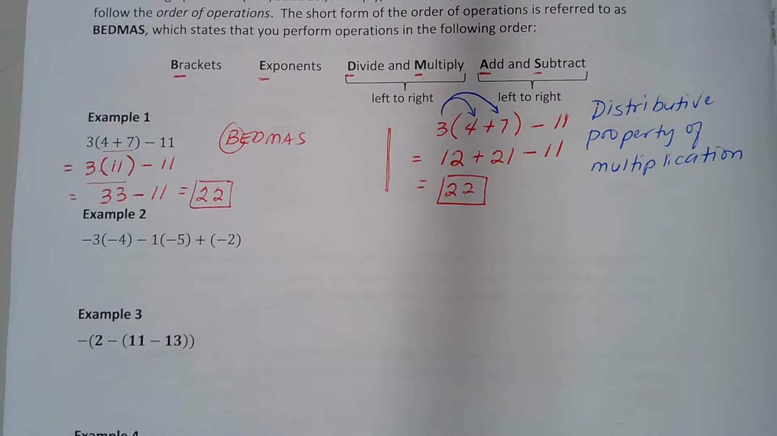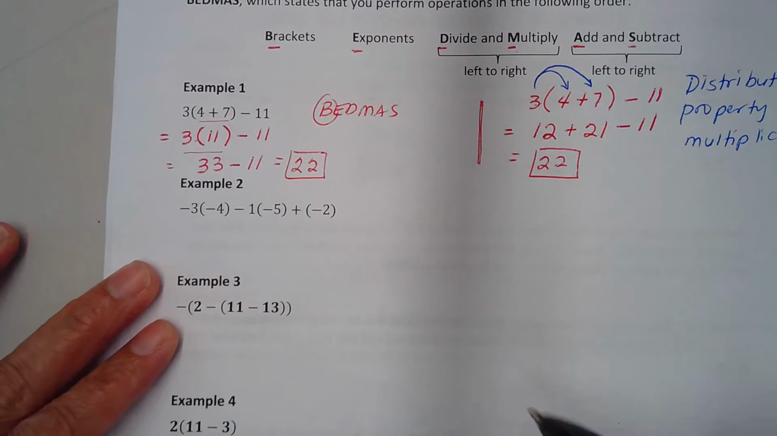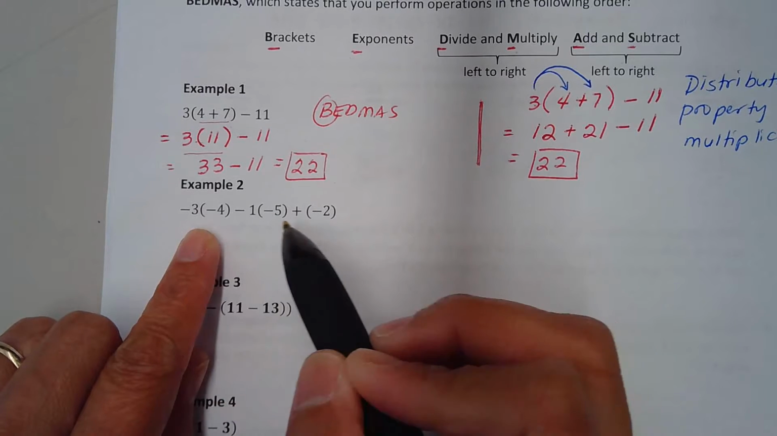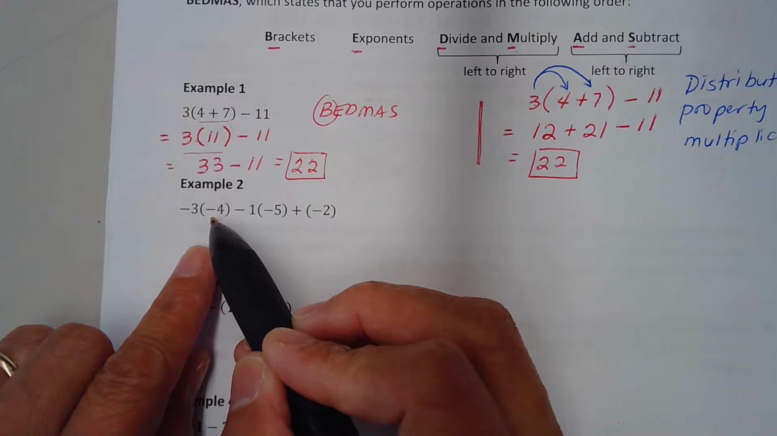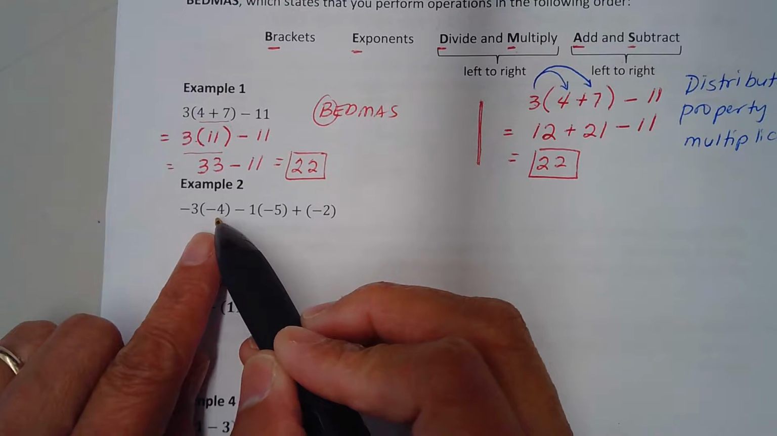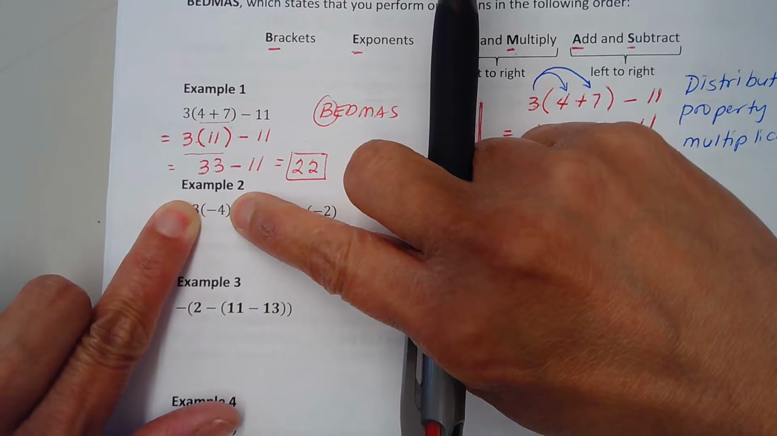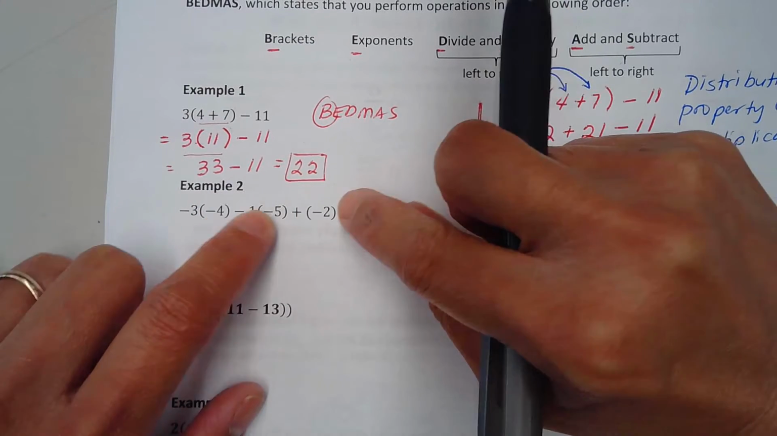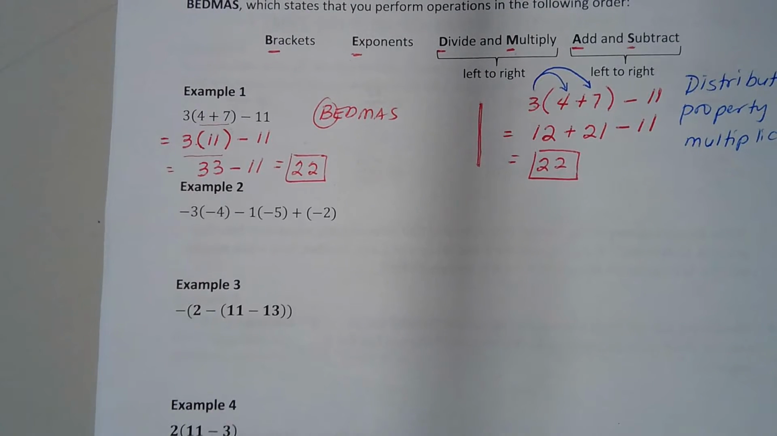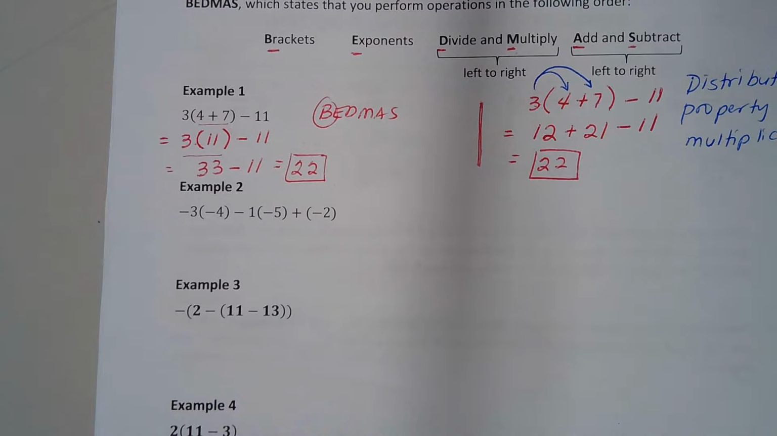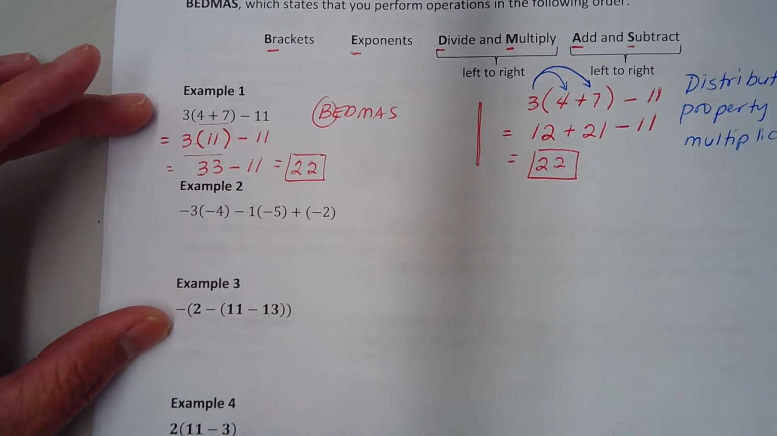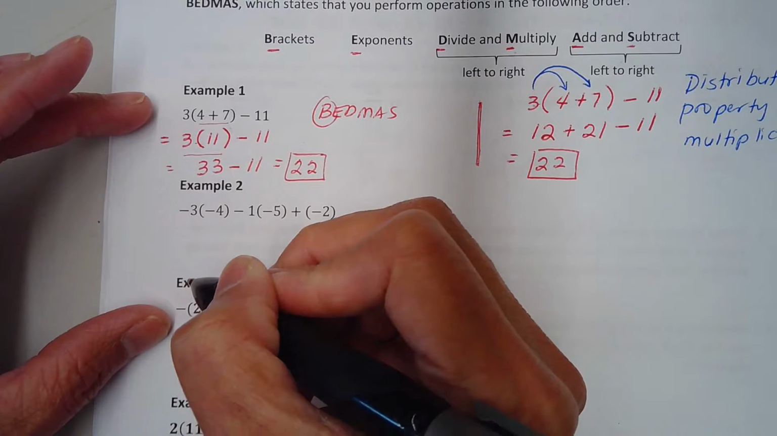So what happens here? What are we going to do first? Brackets. I see brackets in here. In fact, there are 3 of them. But within these brackets, are there any operations? No. Inside the bracket, there's no operation. It's just -4. It's just -5. It's just -2. So nothing inside the bracket to work out. So the next thing that we're going to do is multiply these two, and that one.